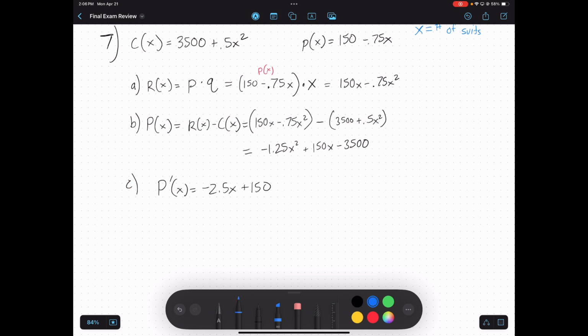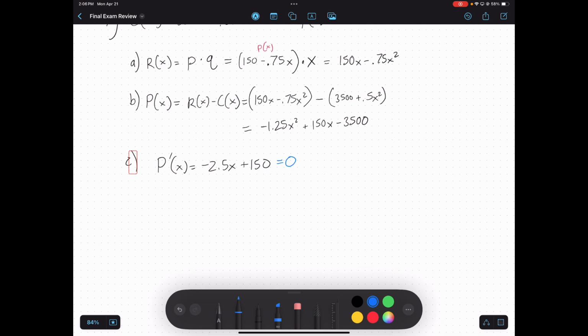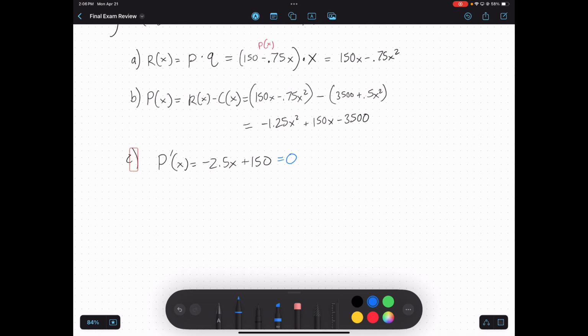What do I do with that derivative? Set it equal to 0 and solve. So I'll set it equal to 0 and solve for it. And you get 150 equals 2.5x. And so x is equal to 60. 60 what? Suits, yeah. So you should sell 60 suits in order to optimize your profit.